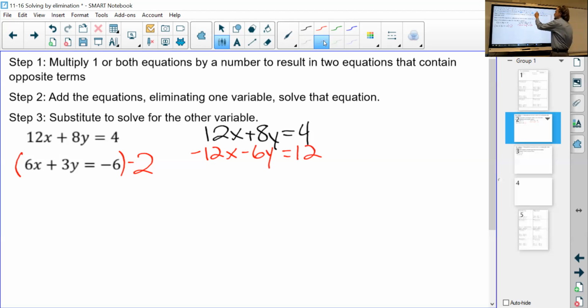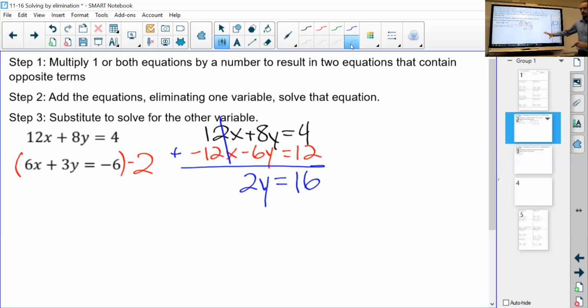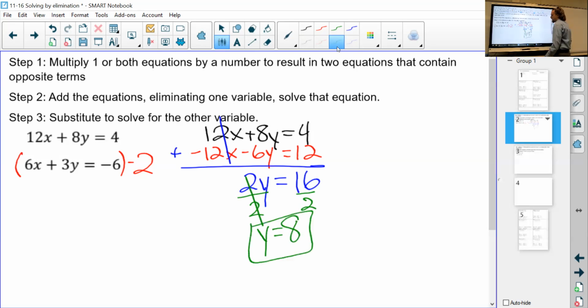Okay? And then what we're going to do is we're just going to add these 2 equations together. So 12x minus 12x, that cancels. That's the whole point. 8y minus 6y is 2y. And then 4 plus 12 is 16. And now we've gotten rid of the system of equations. We just have one simple short equation to solve for y. So we divide both sides by 2. And we get y equals 8. So there's half of our answer.